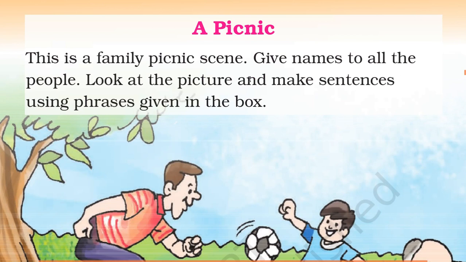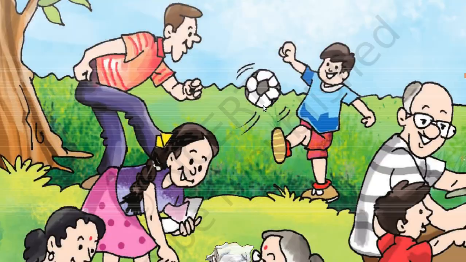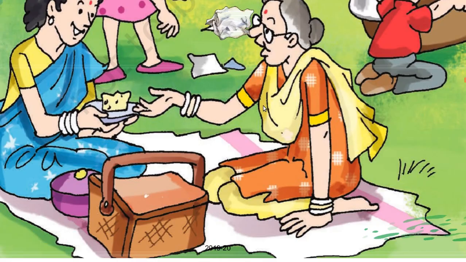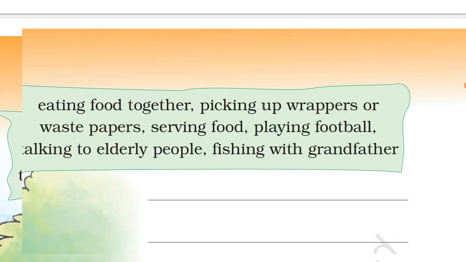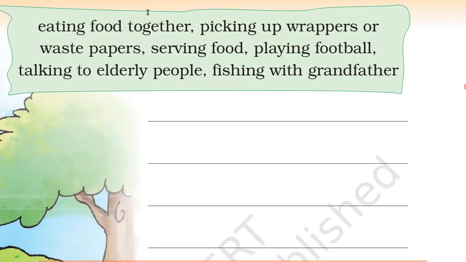Look at the picture and make sentences using phrases given in the box. Eating food together, picking up wrappers or fish papers, serving food, playing football, talking to elderly people, fishing with the grandfather.